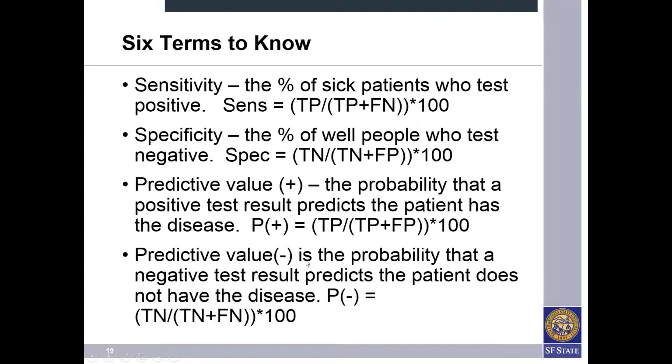Negative predictive value is the probability that a negative test result predicts that the patient does not have the disease. And that's your true negative divided by your total number of negatives.